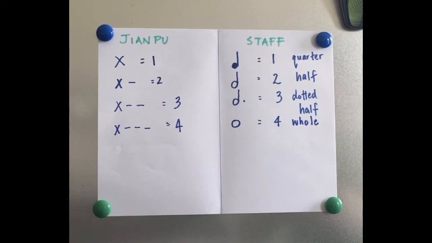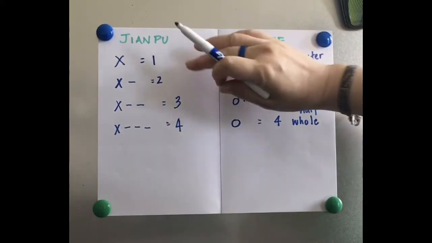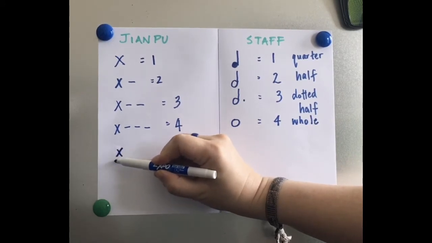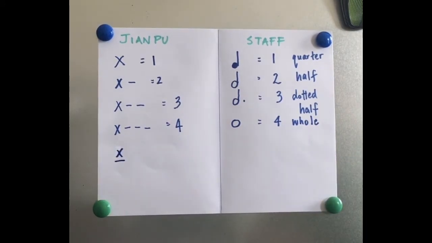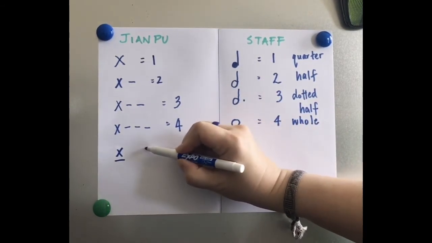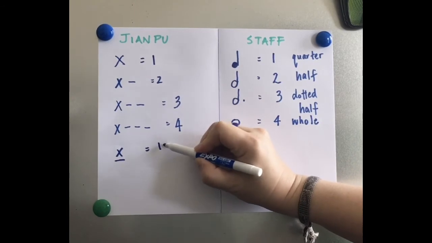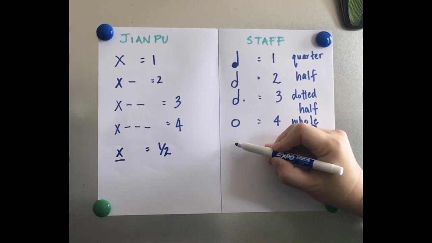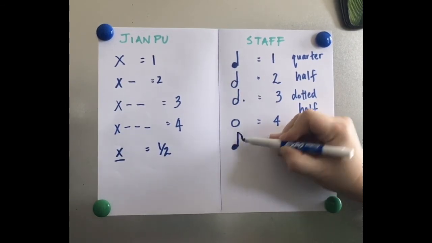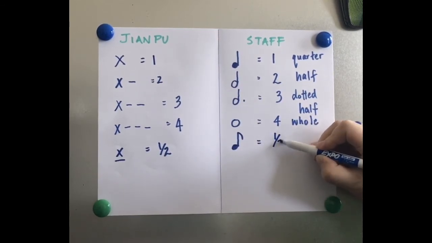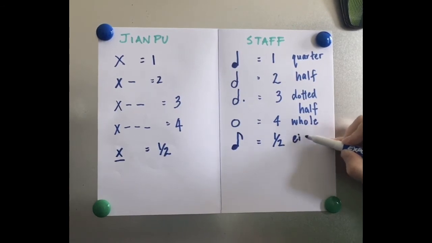So what about rhythms that are shorter than 1 beat? So if it's shorter than a beat, it has a line underneath it. Okay, and so this is equal to half of a beat. For staff notation, we have a quarter note starting off, and then it has a tail, and this is half a beat, and this is called an 8th note.